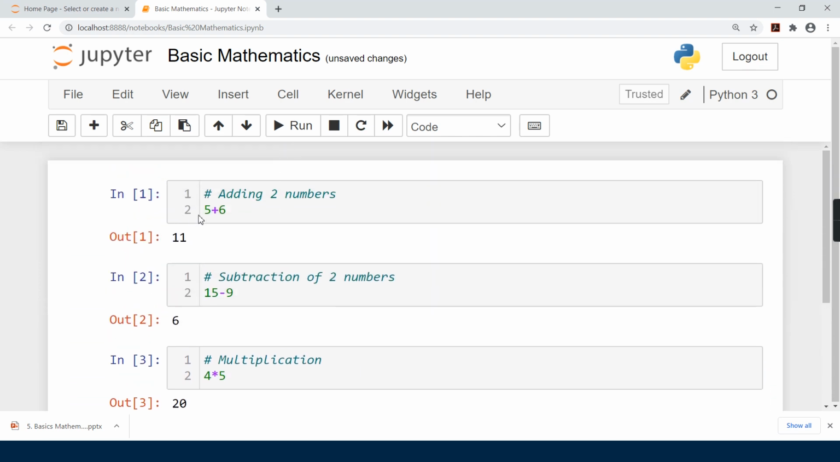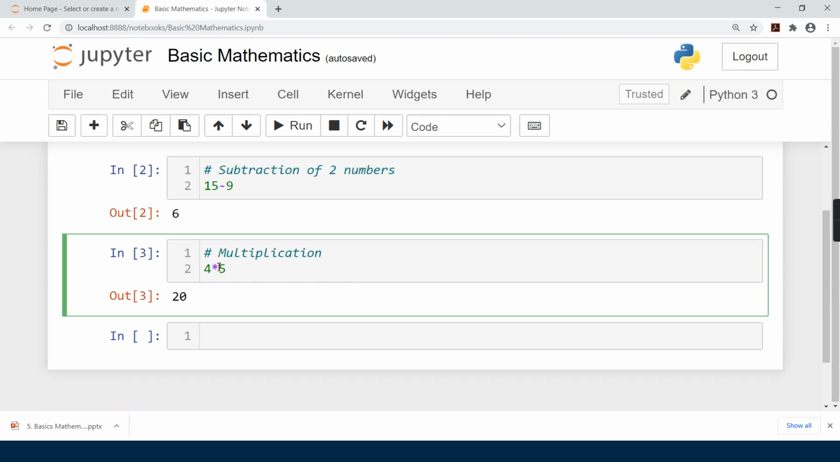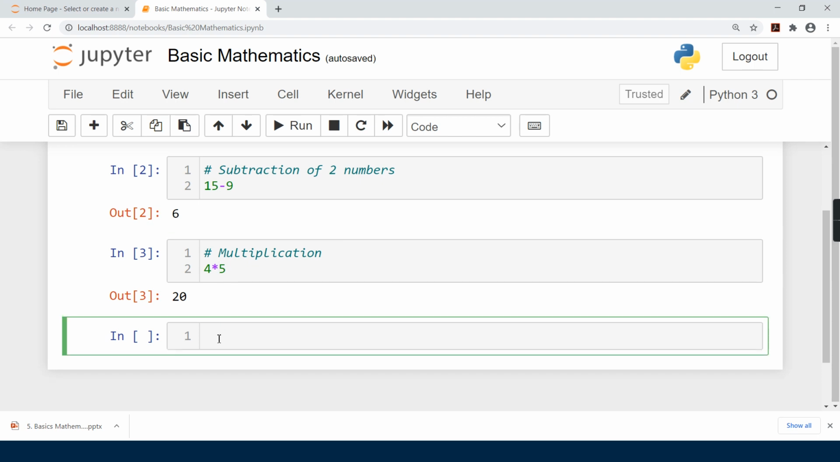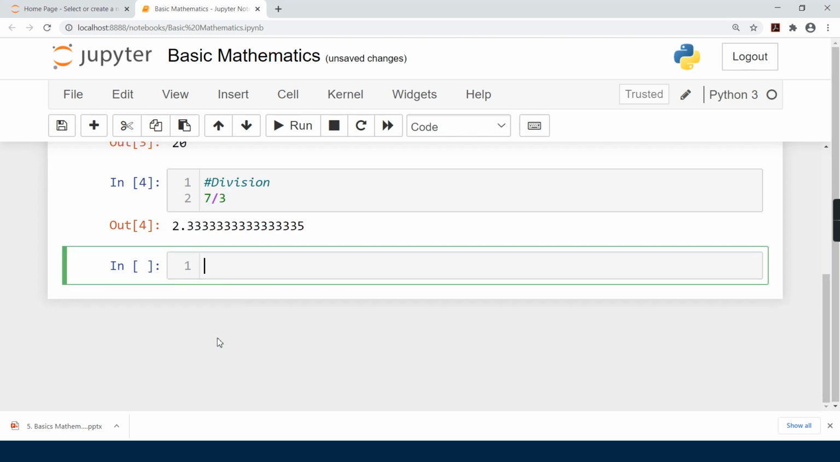Here you can see we are using the same operators that we usually use in a calculator. This is the flexibility that Python has. We can use the same functions or commands that you use while doing basic mathematics. So plus, minus, we have the asterisk symbol for multiplication, and for division we have the forward slash. So let's write division, and let's divide, let's say, 7 divided by 3. Let's give it a little bit of an odd kind of thing. So we get 2.33.